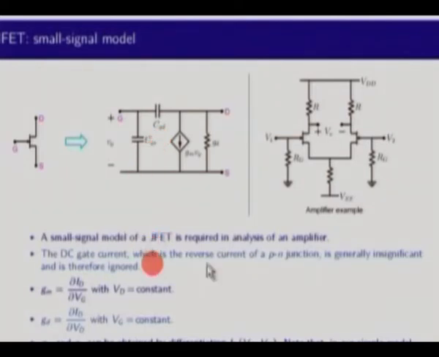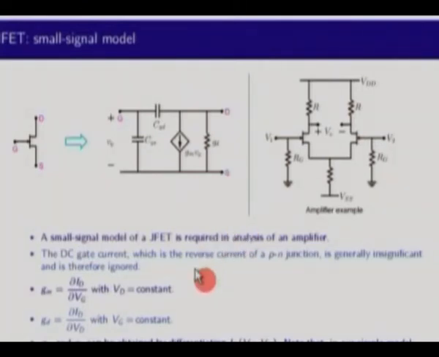What is the other most important quantity? gm, the transconductance in the saturation region, that is dID/dVG with VD equal to constant. And we already derived an approximation for that earlier. So if you apply a VG here, the small signal current here is gm times VG, where VG is the small signal voltage.